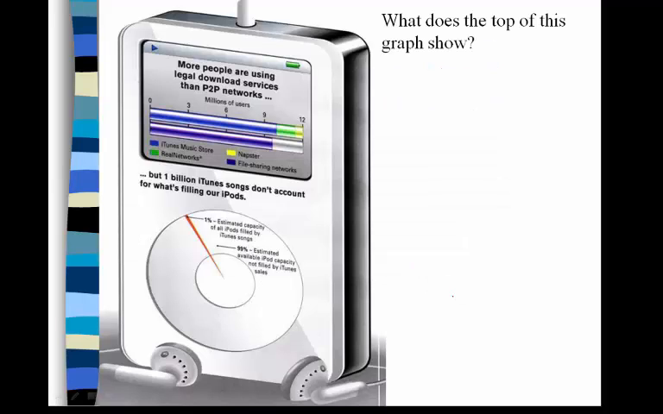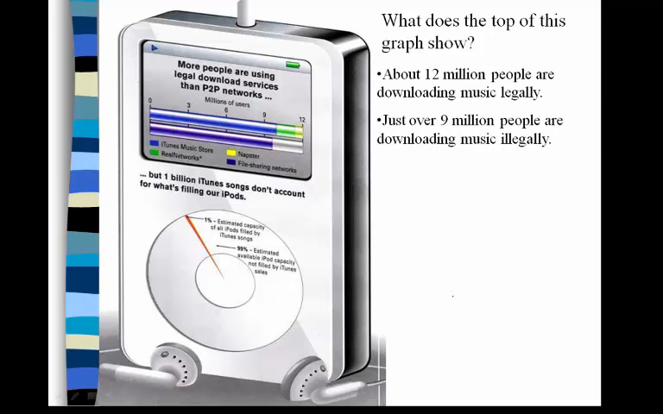What does the top of this graph show? About 12 million people are downloading music legally, if you look at the top bar, and just over 9 million people are downloading music illegally. We notice on the bottom bar, the bottom of the graph is misleading. Why? It's talking about the part where it says, but 1 billion iTunes songs don't account for what's filling our iPods.